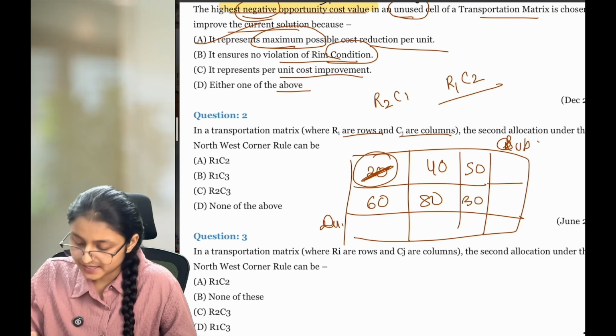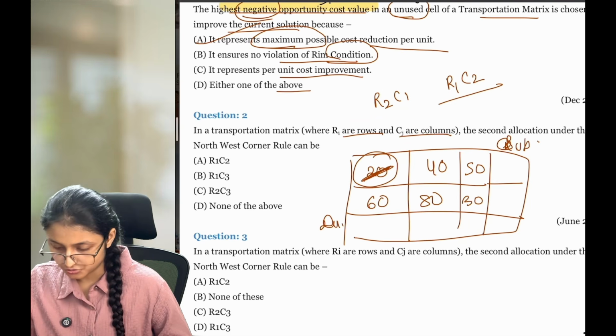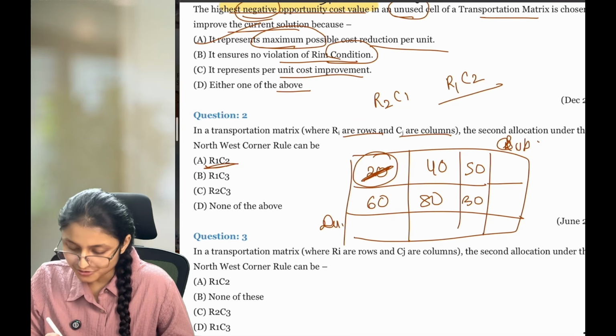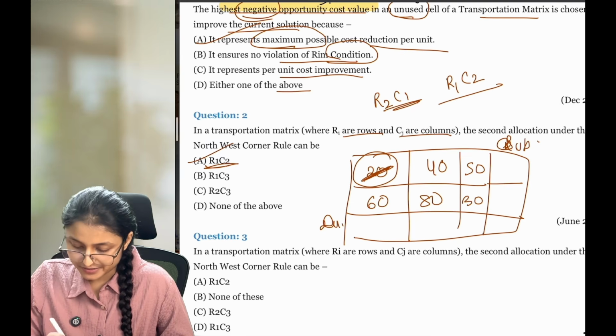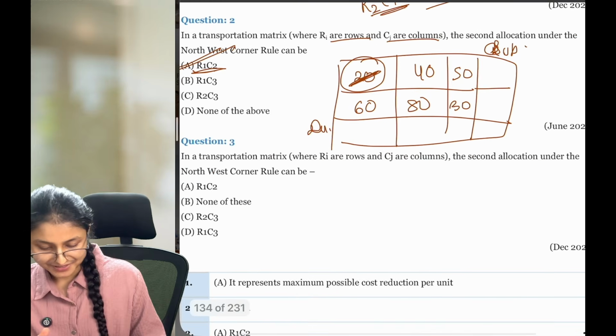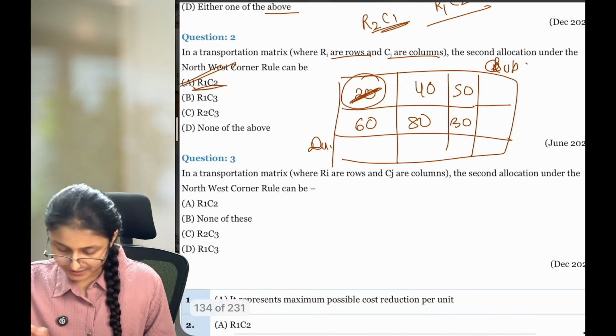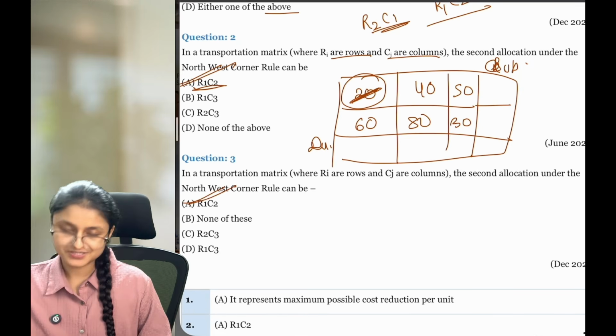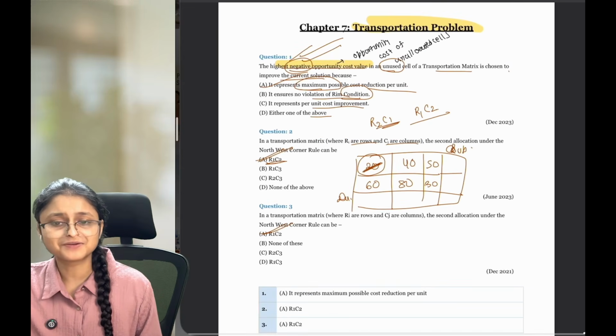R1 C2 will be there as your second cell where you are going to do the allocation. So it can be R1 C2 or R2 C1. R2 C1 is not there, hence R1 C2 is the correct answer here. Okay? Exact same question is asked again, hence here also R1 C2 is the correct answer. And with this we are completed with chapter number 7 also.